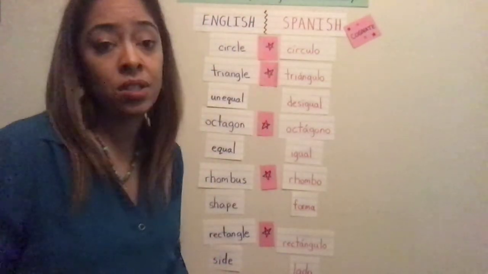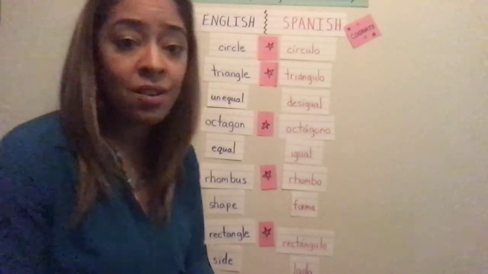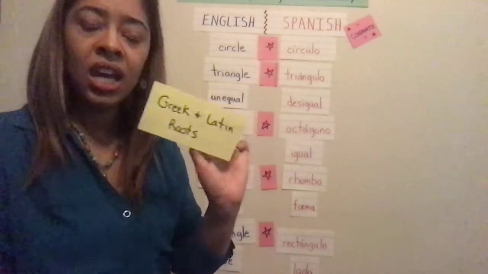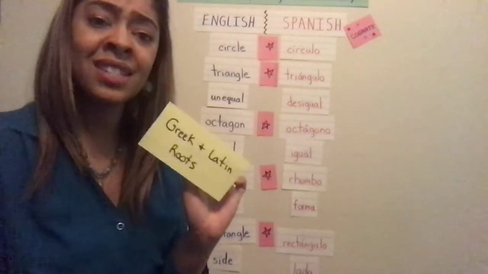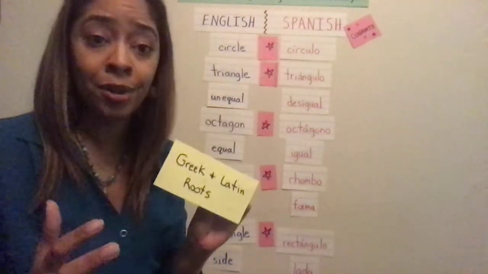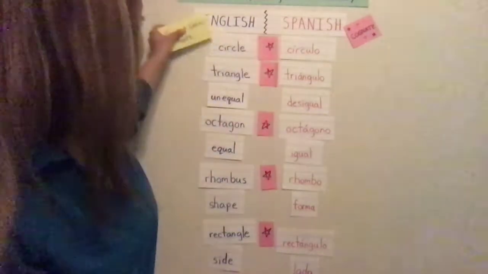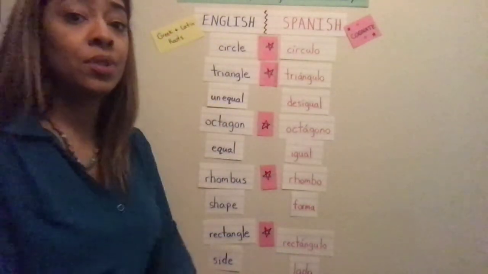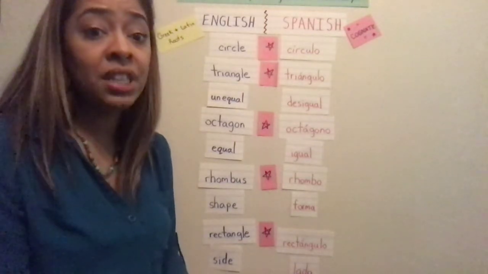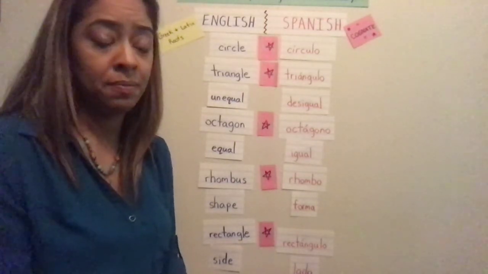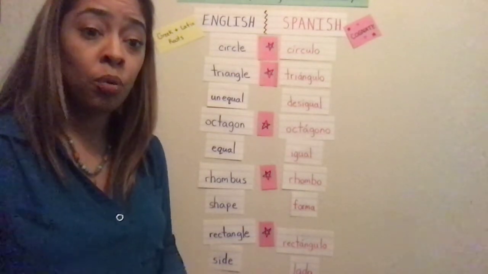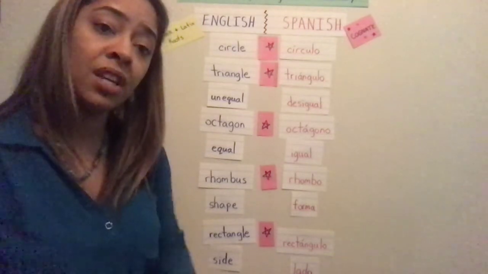Something else that can help us to make connections are Greek and Latin roots. Does anyone know what a Greek and Latin root is? It's a part of a word that has a special meaning. And that meaning helps us to understand what the whole word means. So some of these words have Greek and Latin roots that tell us what part of the word means, and therefore we can infer what the whole word means. Does anyone see any Greek or Latin roots or word parts that might help us understand the whole word?